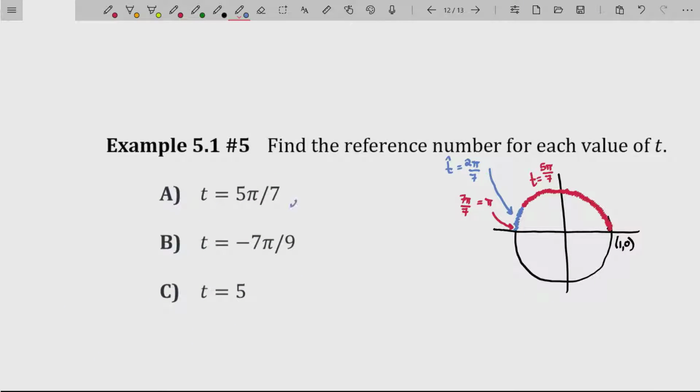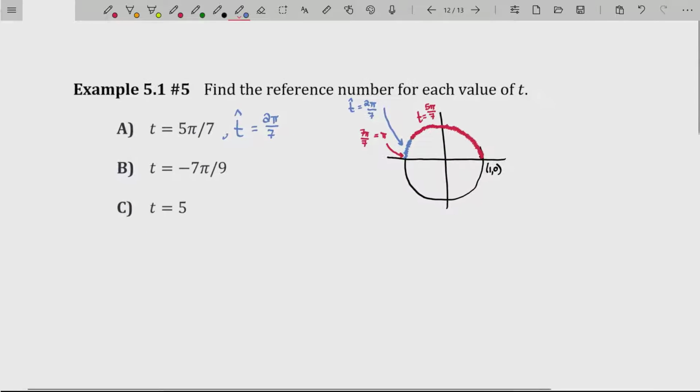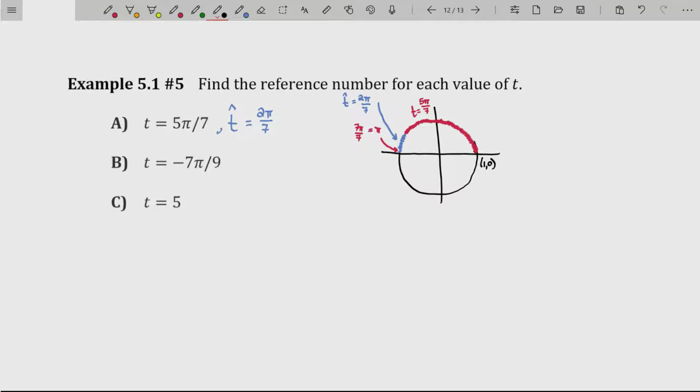So in this case, t hat is equal to 2 pi over 7. Let's do it again, but this time with a negative distance, because we haven't really investigated that. And I kind of want this negative distance. Well, we'll go ahead and deal with that.